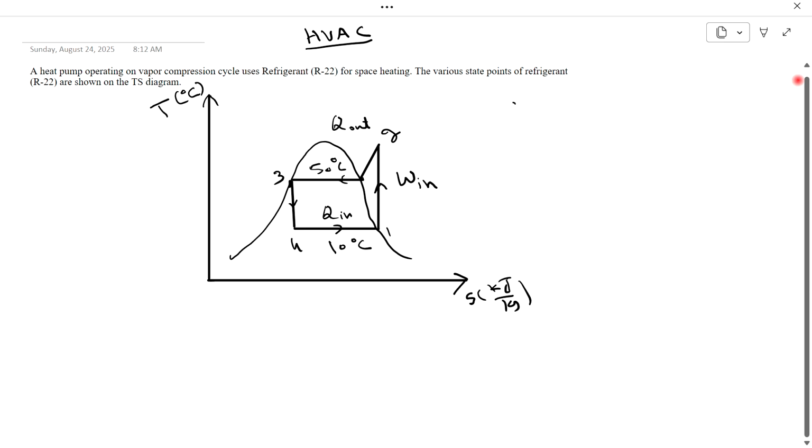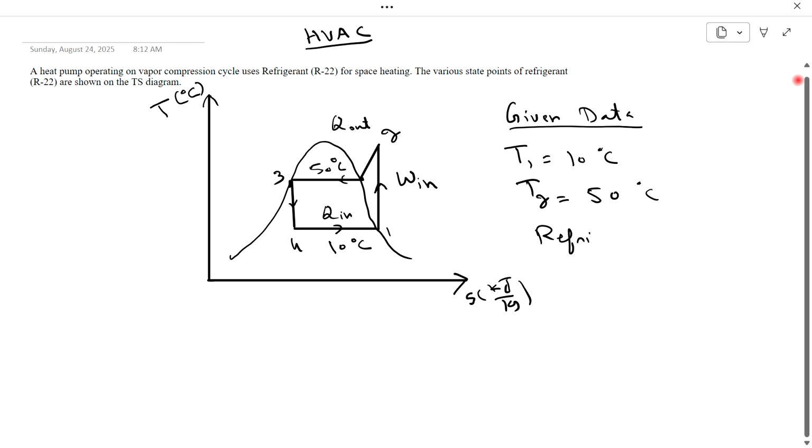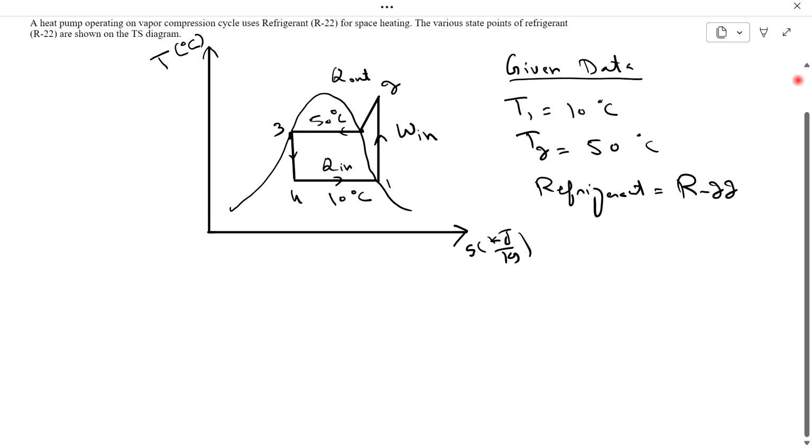So first I write the given data. In the given data, the low temperature and low pressure region temperature is given as 10 degrees centigrade. So T1 is equal to 10 degrees centigrade. After the compressor, the region is the high temperature region, and the high temperature T2 is given as 50 degrees centigrade, and the refrigerant used is R22. This is the given data.